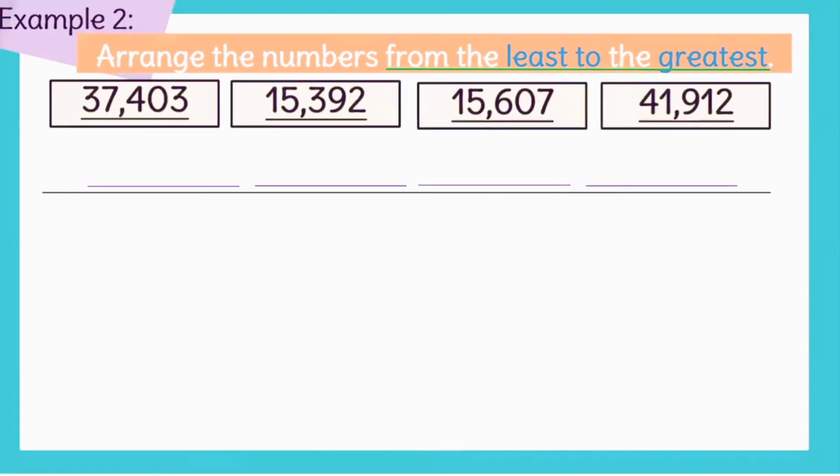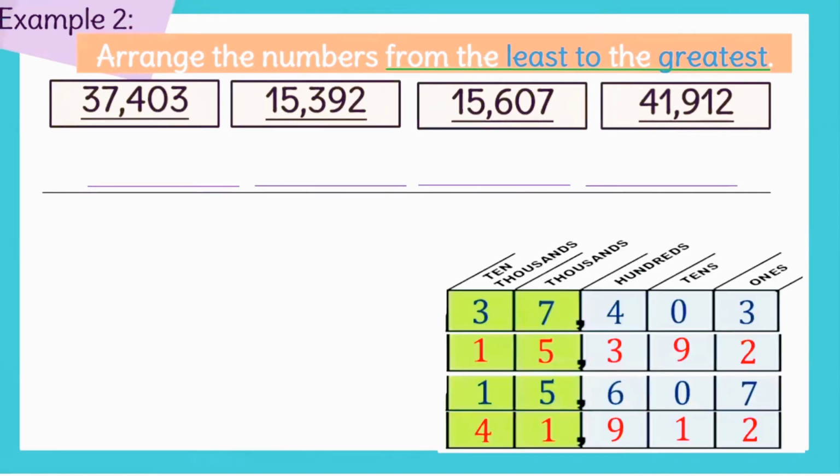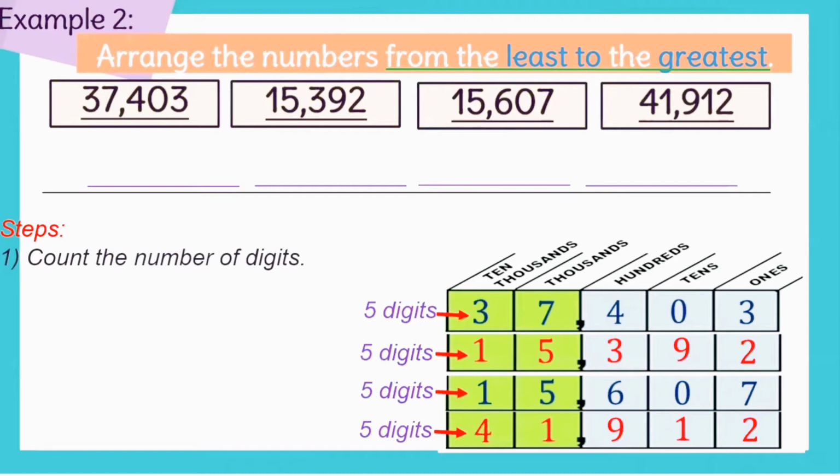Example number 2, arrange the numbers from the least to the greatest. We have here the 4 numbers. Again, let's place all the digits in the place value table. So we have here, step 1, count the number of digits. As we can observe, all the numbers have 5 digits.